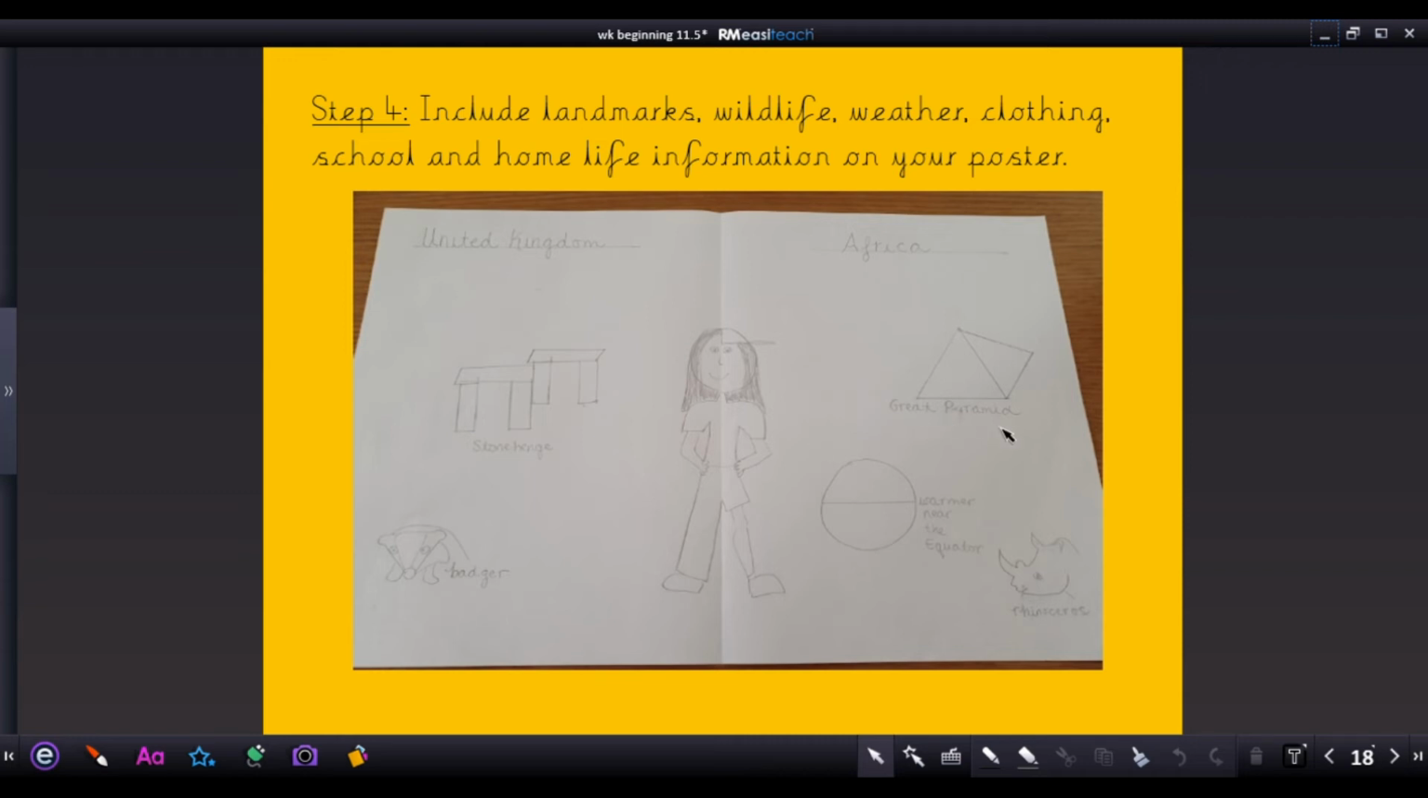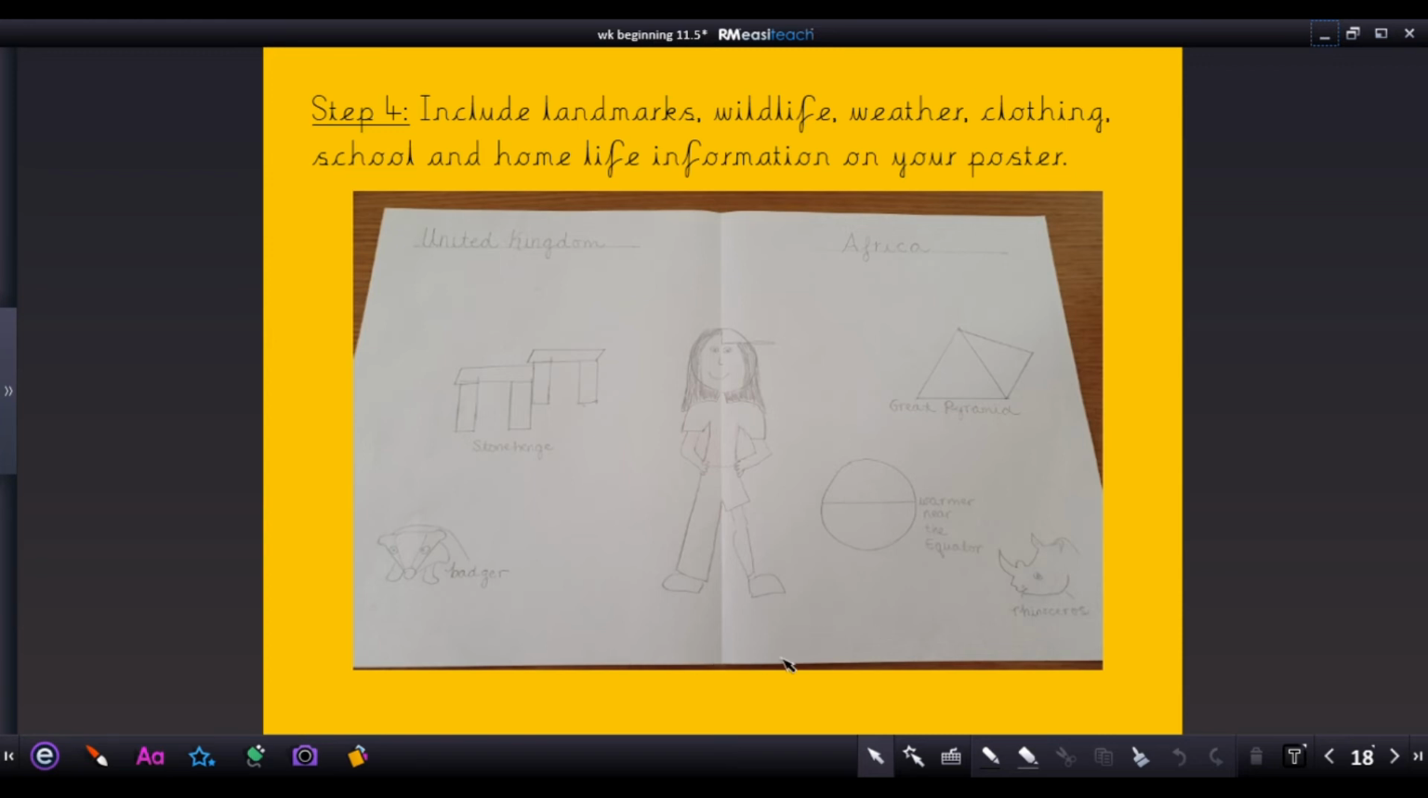On the Africa side, I drew a picture of the Great Pyramid. Again, a capital letter for Great and Pyramid because it is a proper noun. It is its name. I drew a picture of the globe with a line going through the centre for the equator, and wrote it's warmer near the equator because typically it is warmer in Africa than it is in the United Kingdom. Then I drew a picture of a rhinoceros. Rhinoceros can be seen in the United Kingdom. I know some of you might have seen them if you go to Portland Zoo or any other nature park. However, rhinoceros are native to Africa, so I put them on the Africa side.